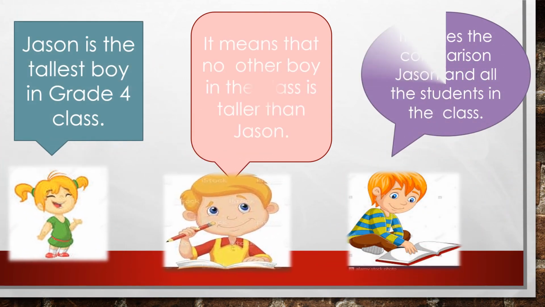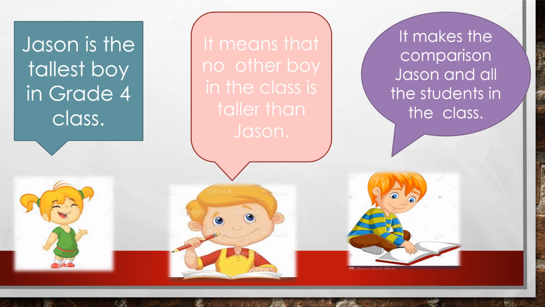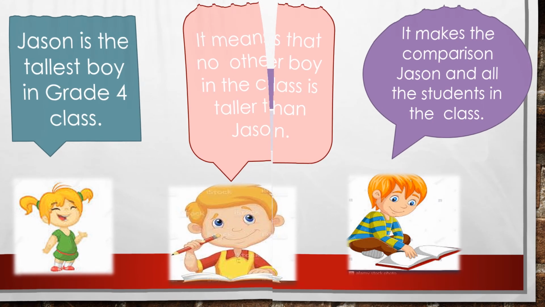Okay, so let's talk about the last example. Jason is the tallest boy in grade 4 class. It means that no other boy in the class is taller than Jason. It makes the comparison between Jason and all the students in the class. It is in the superlative degree.